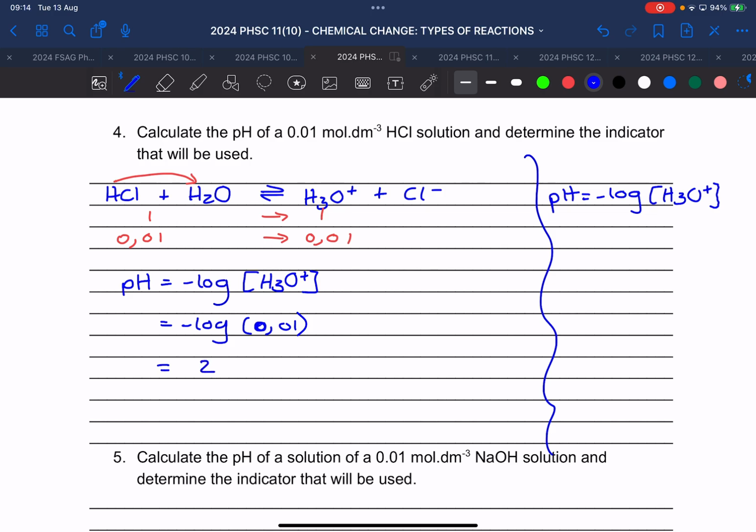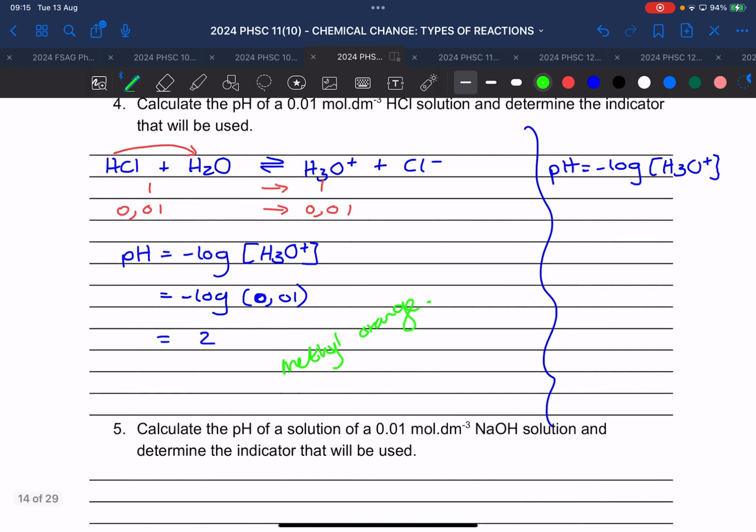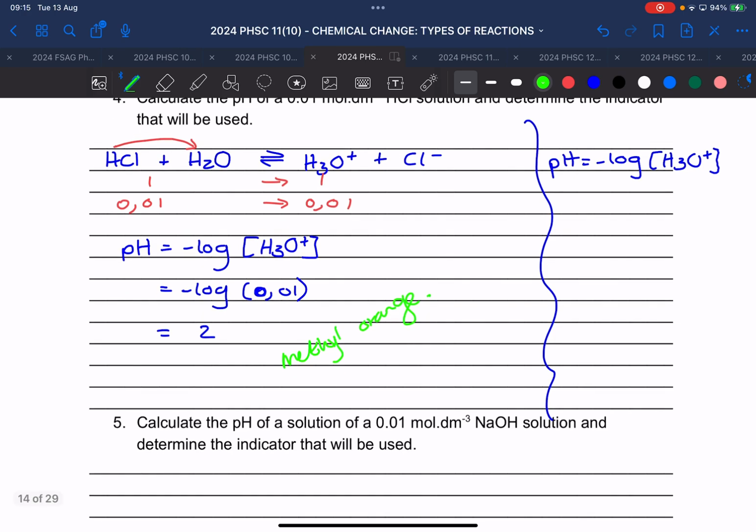Does it have a unit? No. And which indicator, Khali, will be suitable for this reaction? Yes, it will be methyl orange. Okay. Now let's go up one step further.